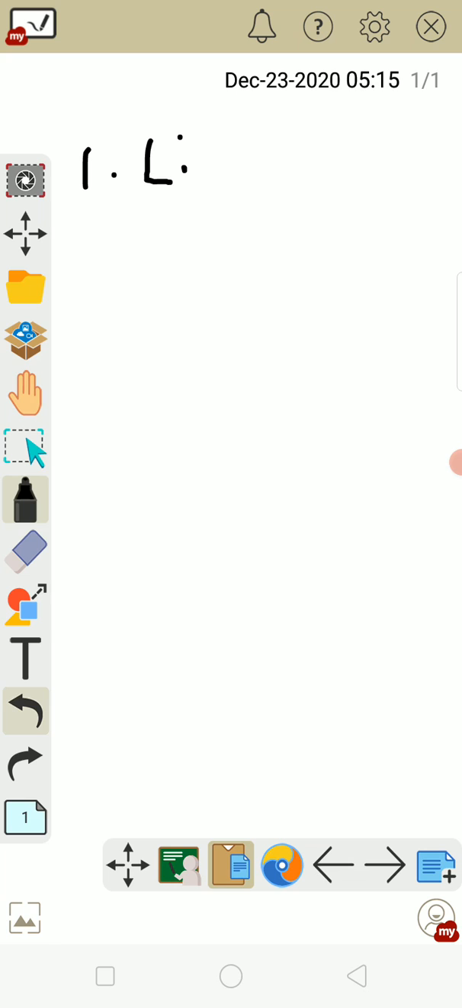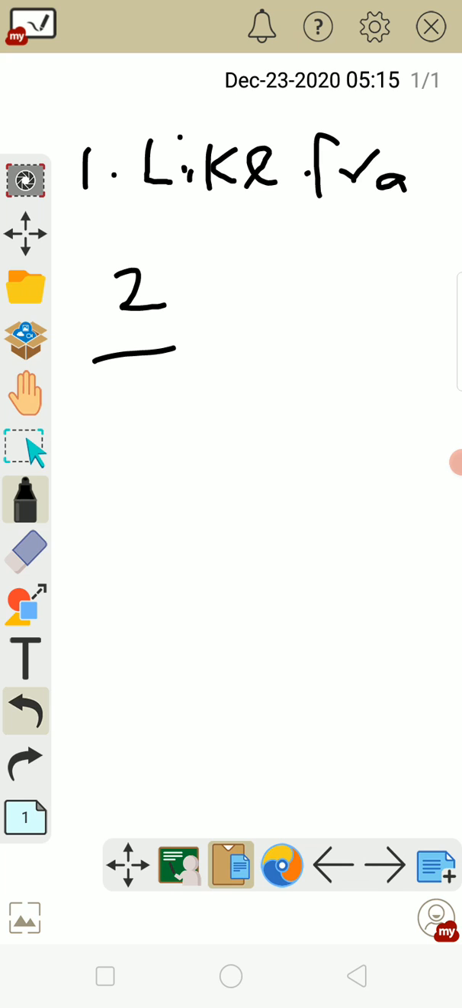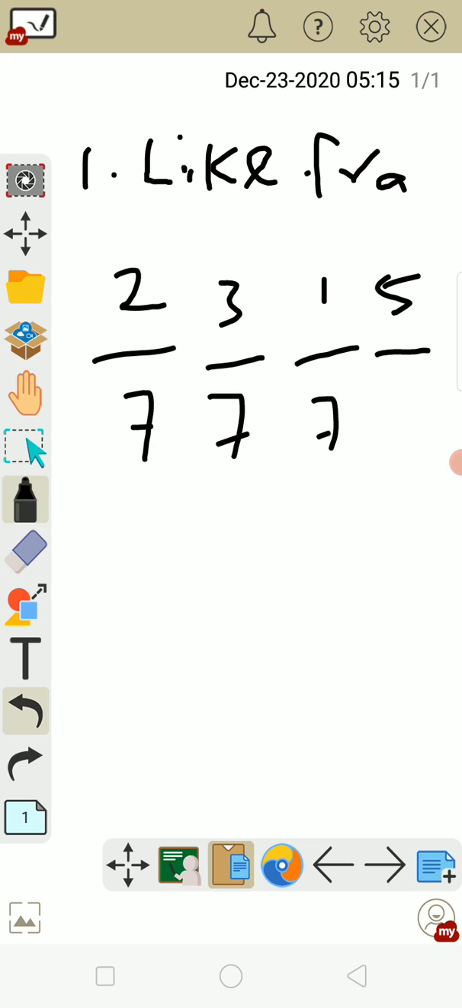Like fraction. So what is like fraction? Fractions with the same denominator are called like fractions. Which fractions have the same denominator are called like fractions. Example: 2 upon 7, 3 upon 7, 1 upon 7, 5 upon 7.